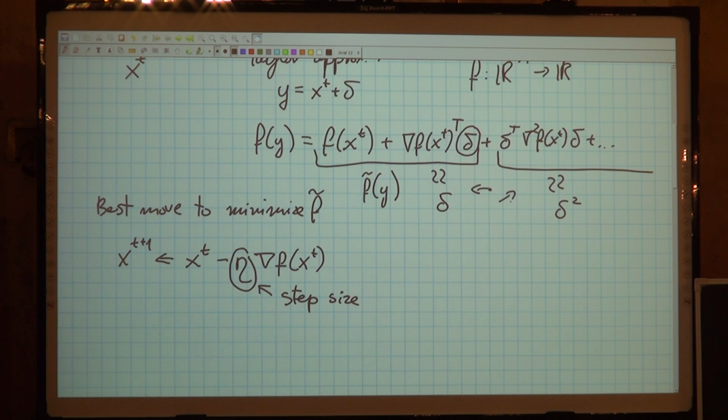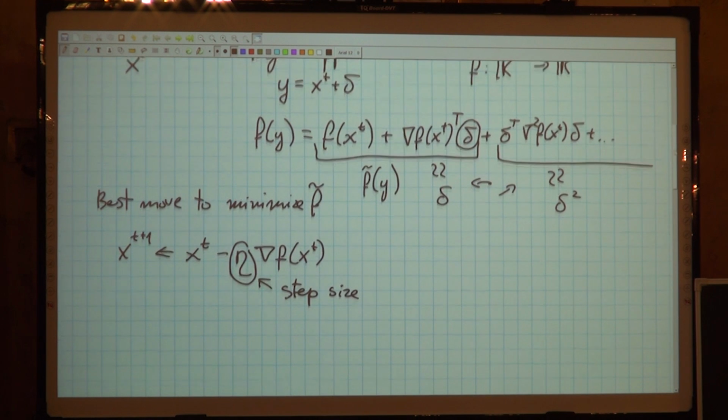Okay, and the whole idea of continuous optimization is just exactly how big the delta can be. Because the bigger the delta, the more progress you can make. Okay, so let's try to understand that.